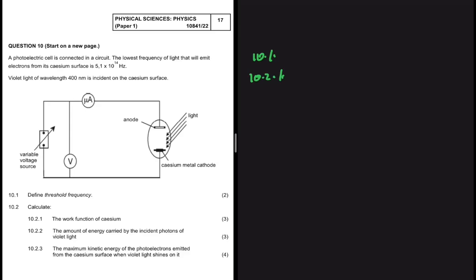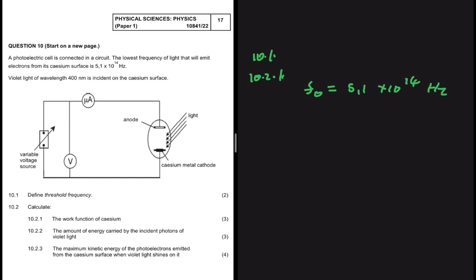Let's go through our information and see what we have. How can we potentially calculate the work function of cesium? So we have a photoelectric cell which is connected in a circuit. The lowest frequency of light that will emit electrons from its cesium surface is 5.1 times 10 to the 14 hertz. So we have the threshold frequency, which is equal to 5.1 times 10 to the power 14 hertz.